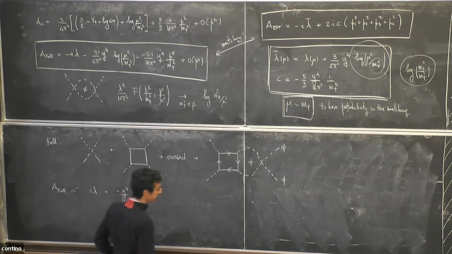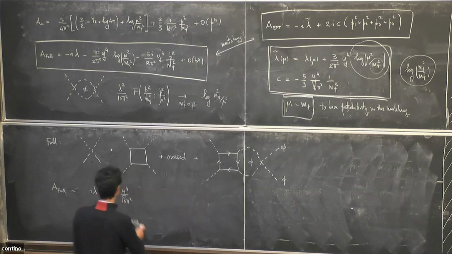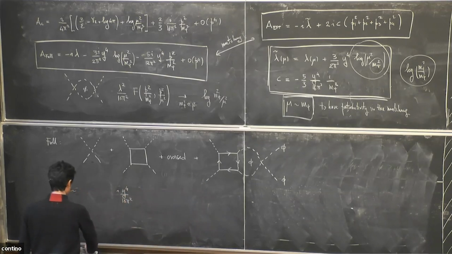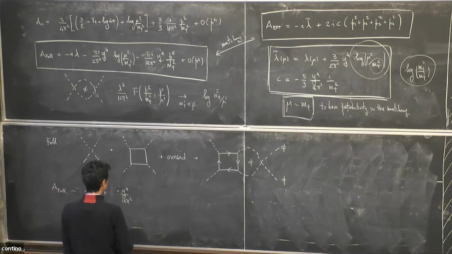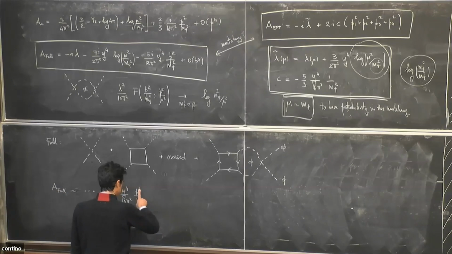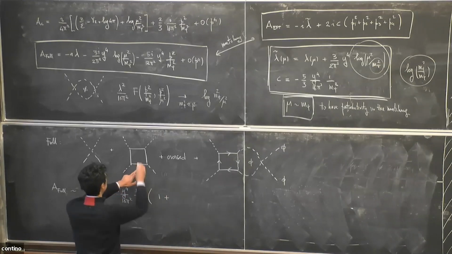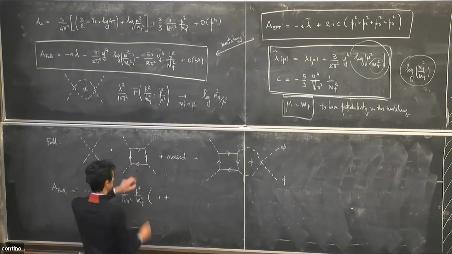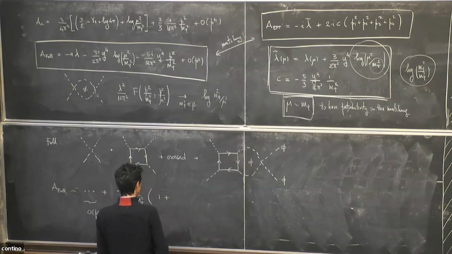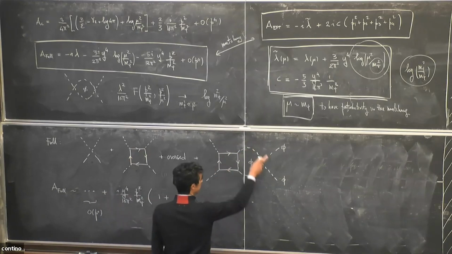Actually, let me focus on terms which go like p squared. So there will be terms of order p to the 0, and then there will be terms of order p to the 4th. Sorry, p squared. So there will be the one loop contribution, which we just calculated. But then there will be the contribution from the second diagram.